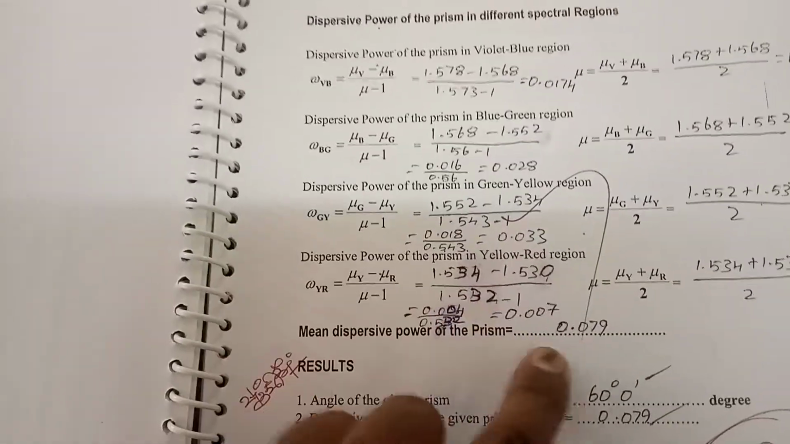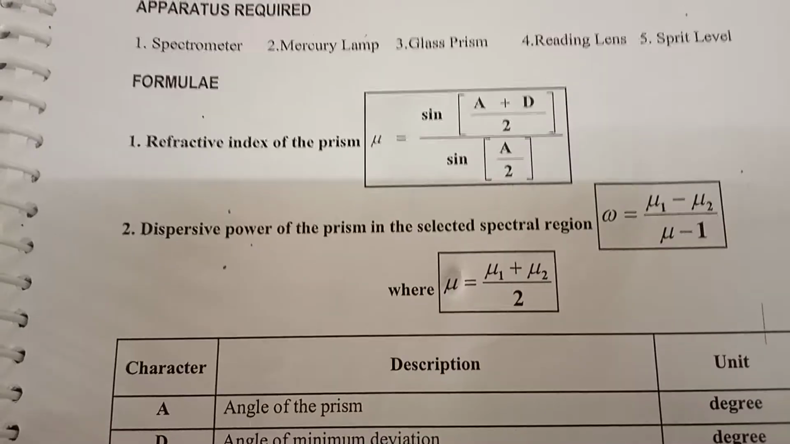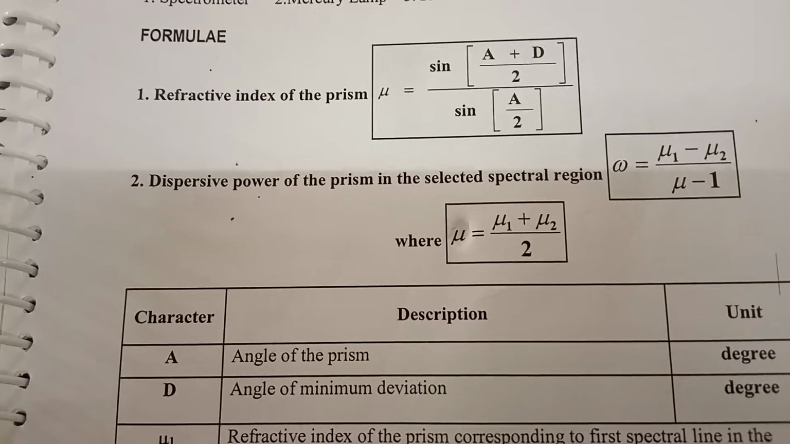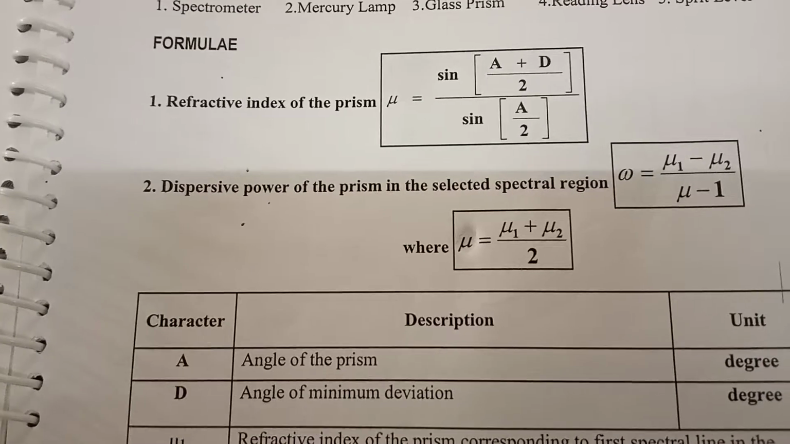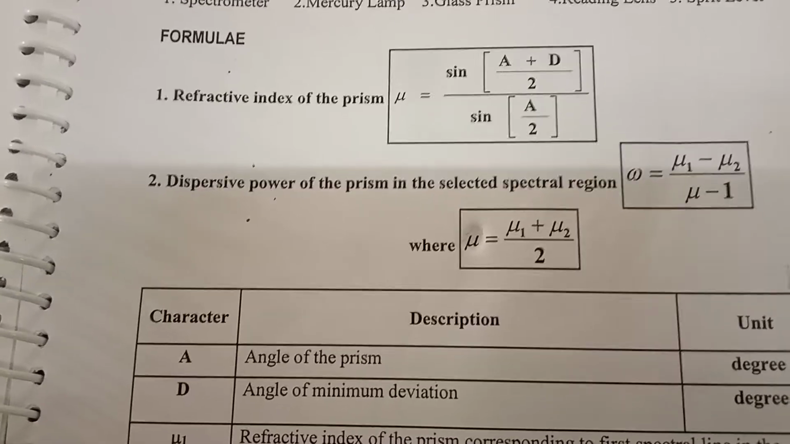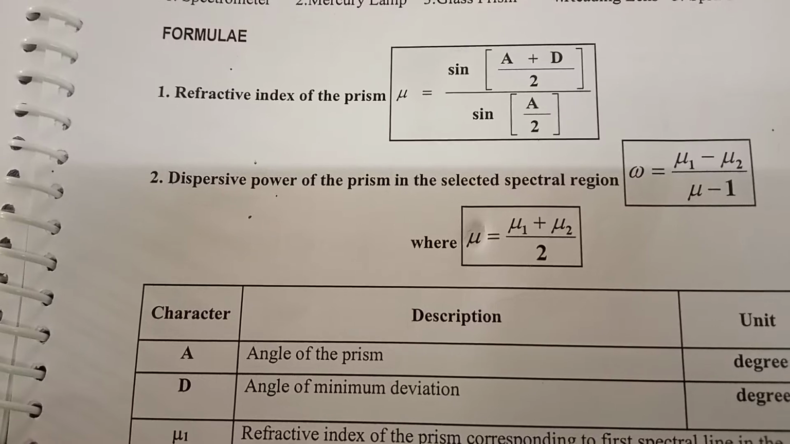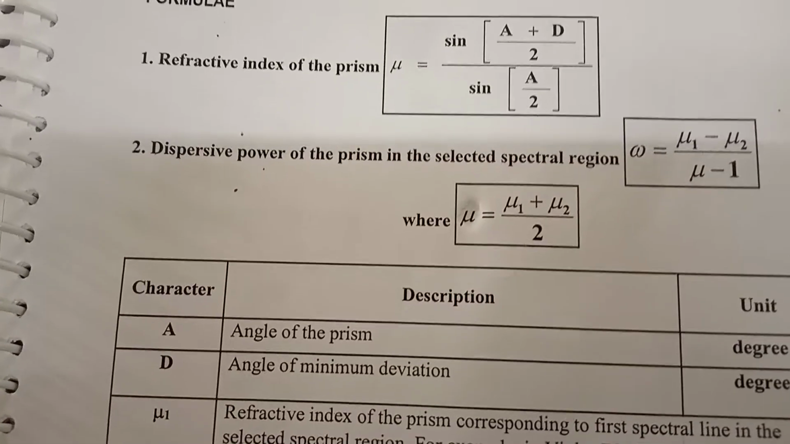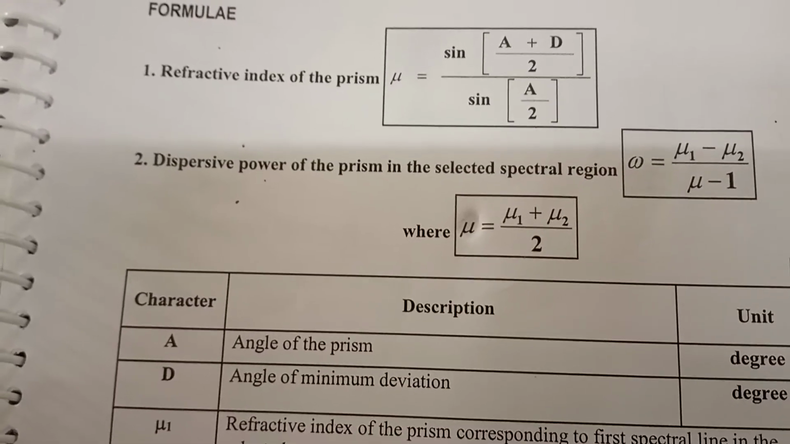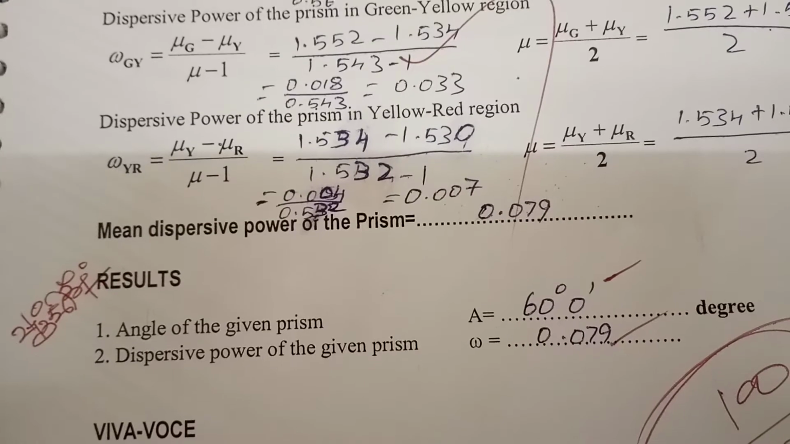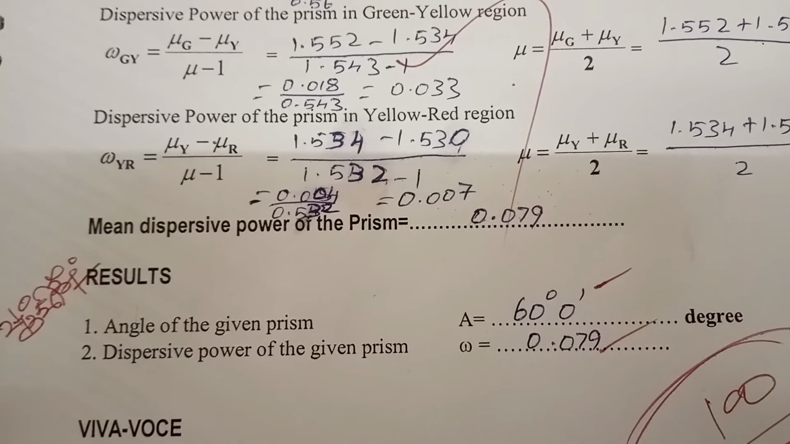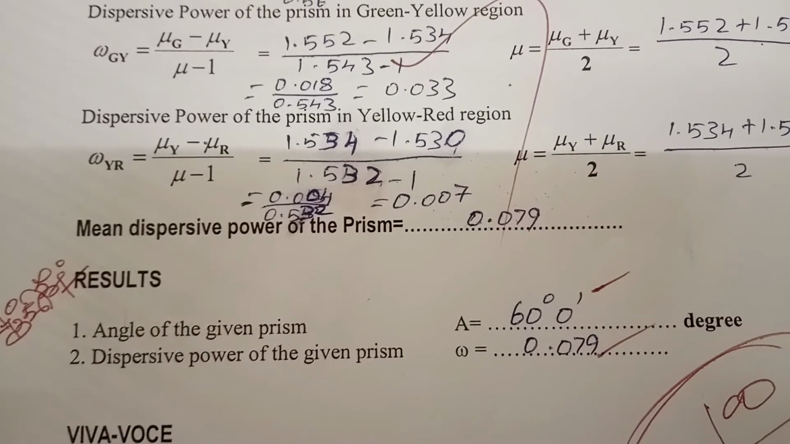So here is the dispersive power of the prism. This is the dispersive power formula: mu1 minus mu2, whole divided by mu minus 1. Instead of mu1 and mu2, we have taken the readings of violet and blue. Instead of violet and blue, we can take, based on our own choice, any two different colors, and mu should be the average value of those two colors. So this is the result: the angle of the prism, and the dispersive power of the prism is 0.079. No unit.